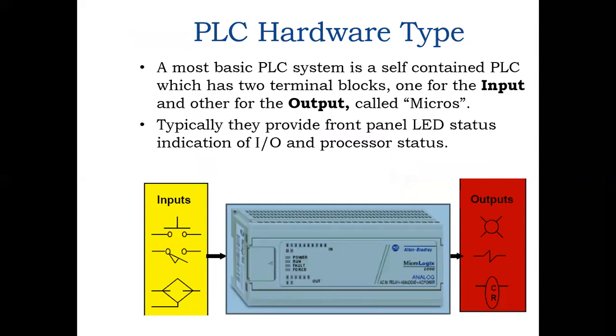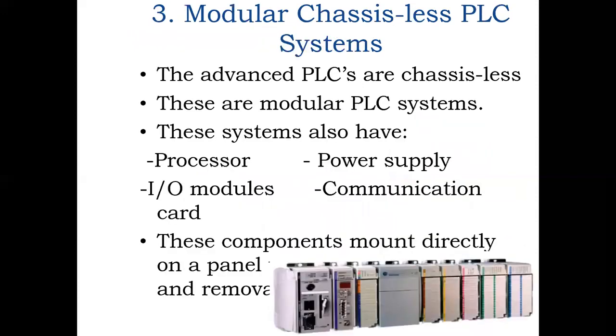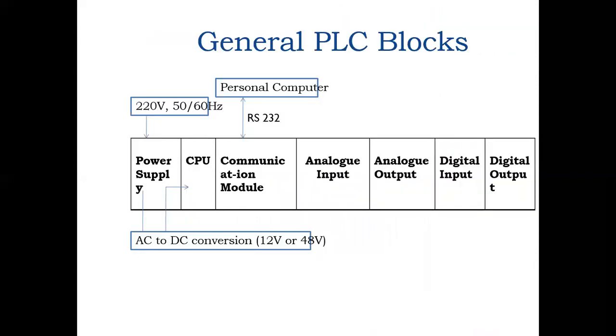PLC hardware types. The most basic PLC system is a self-contained PLC, called a micro, which has two terminal blocks, one for input and the other for output. Typically they provide front panel LED indication of input or output status. Then modular chassis models, modular chassis-based PLC systems. General PLC blocks work on 220 volt, 50 to 60 hertz. A personal computer can be connected through RS232. Then AC to DC conversion is used in the power supply for CPU operations.